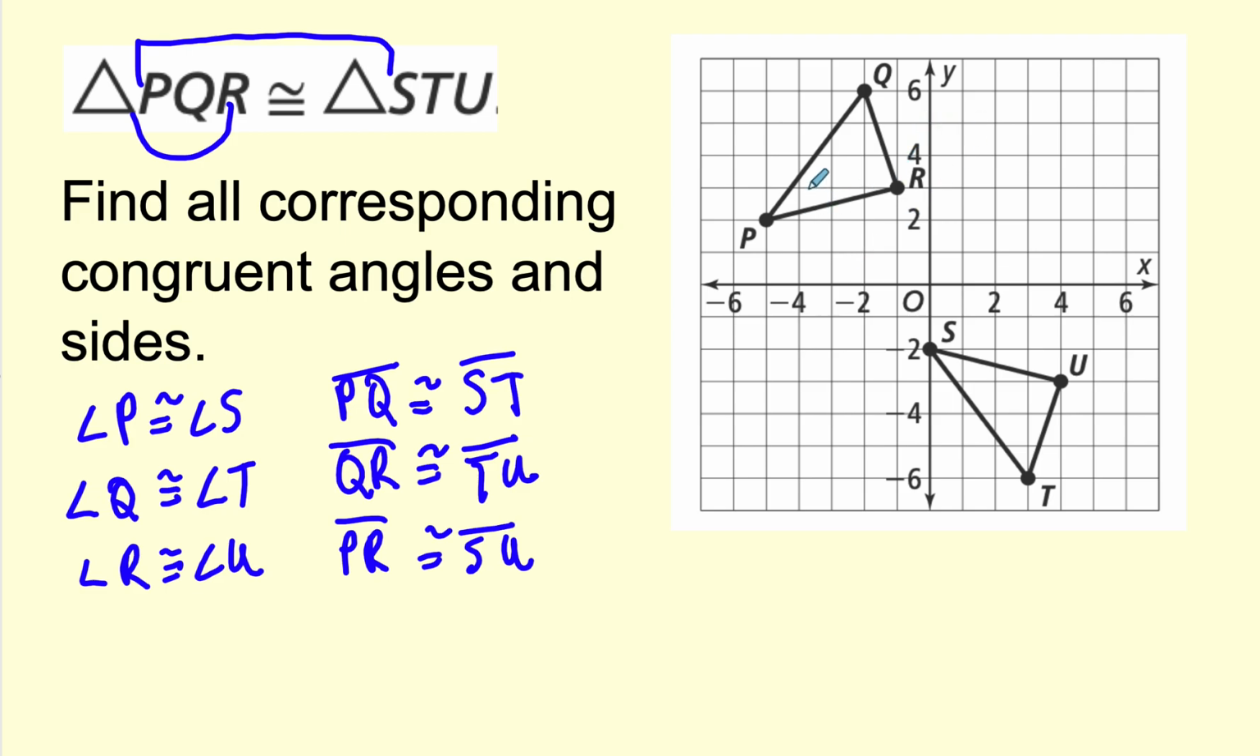And so what we're saying is this angle, angle P, will be congruent to angle S, and angle Q will be congruent to angle T, and angle R will be congruent to angle U. PQ, that's this, will be congruent to ST. QR, right here, will be congruent to TU. And PR, 3, 2, 3, will be congruent to SU.